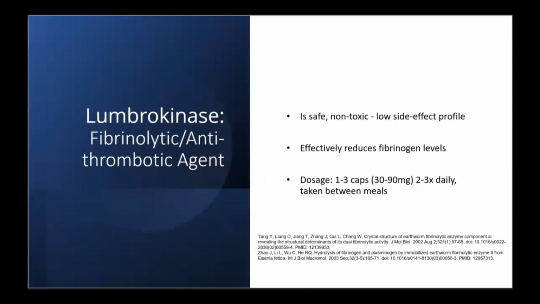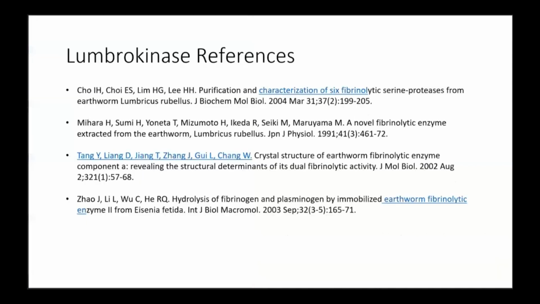Reduces fibrinogen. Dosage: 1 to 3 caps, 30 to 90 milligrams, 2 to 3 times daily. For folks that have really high D-dimer, I'll often do 9 caps a day for a while till I get it down, especially because I don't want someone to have a stroke. I'd really like to protect them from that.